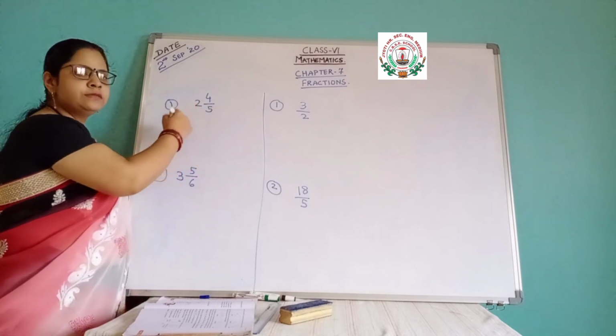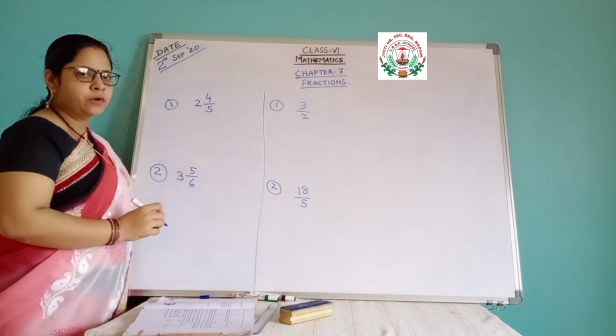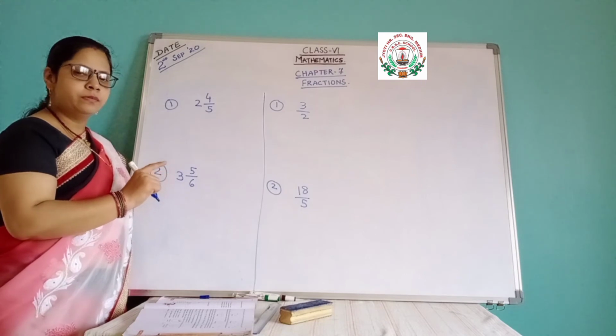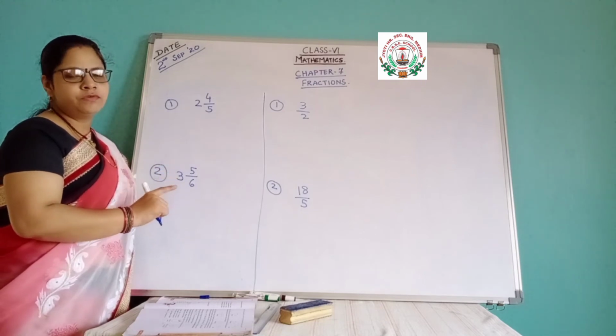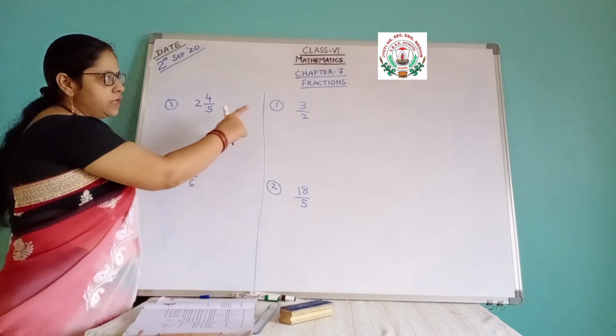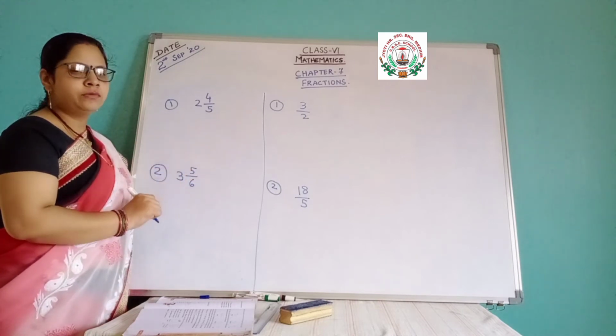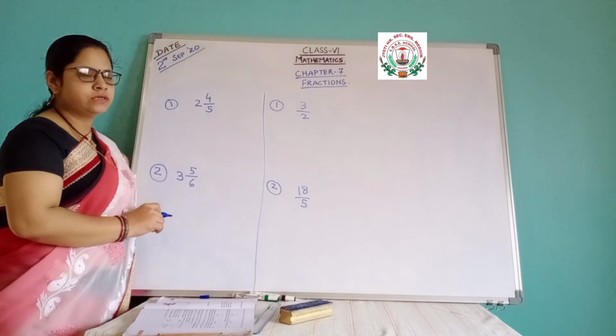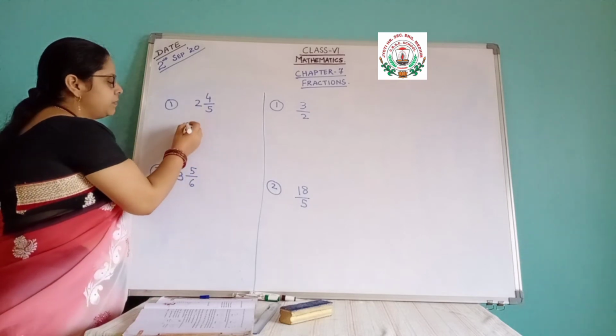Now first, this mixed fraction, how to convert to the improper. Mixed fraction will only be converted to the improper fraction. It will never give you the proper fraction. And this improper fraction will only give you the mixed fraction. Proper fraction will never give you the mixed fraction. Understood?